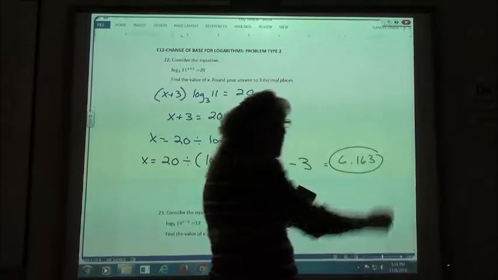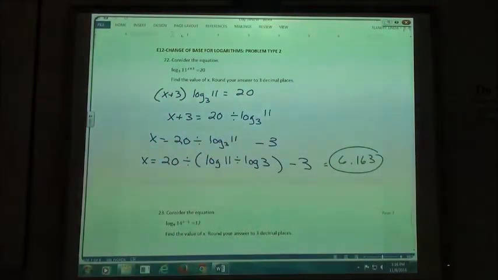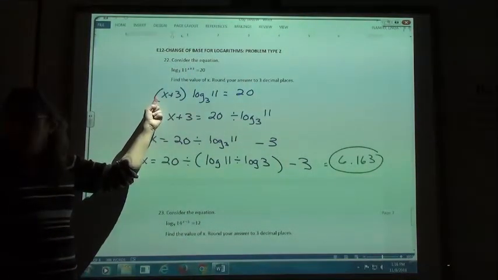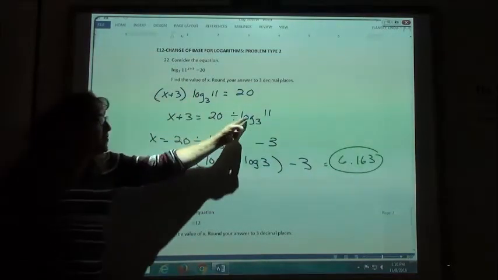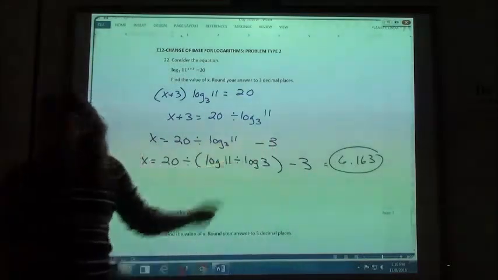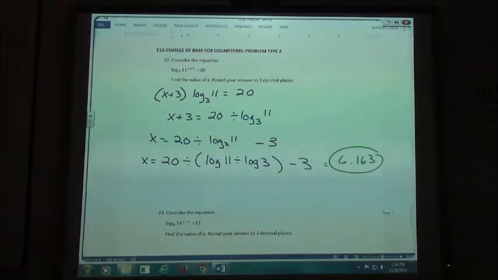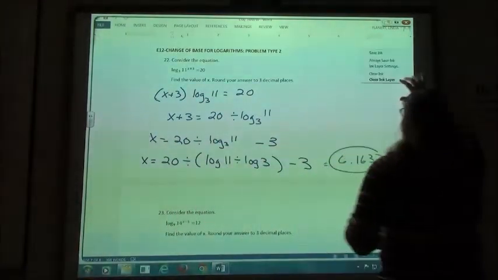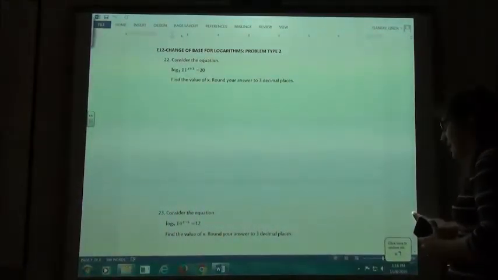6.163. Everybody getting that number? Anybody not getting that number? All right, so we moved our exponent out in front. We divided by this to move it to the other side. We subtracted that to move it to the other side. And then we just expanded our logarithm and punched it into our calculator. Easy peasy.